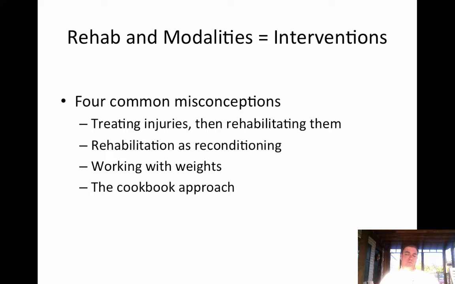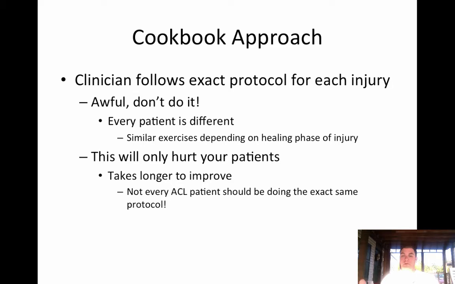The doctor is trying to give me a basic protocol for a reconstruction of an ACL that may not fit with my patient, you know? So that's part of the evidence-based approach. So do not fall into that cookbook approach. Don't do it. You can tell I'm passionate about this, right?